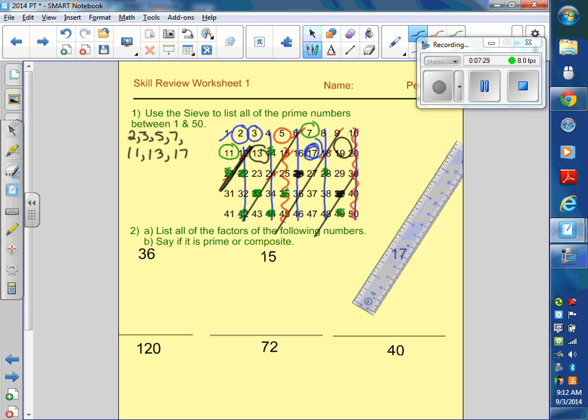What else? 23, 29. What about the next row? 31, 37, 41, 43, 47. Nice.